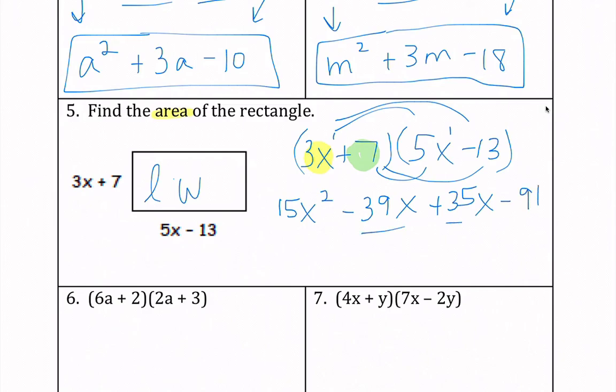Combine my like terms. My x squareds drop. We have a negative 39x and a positive 35x, so negative 39 plus 35 is a negative 4x. And my minus 91 drops.